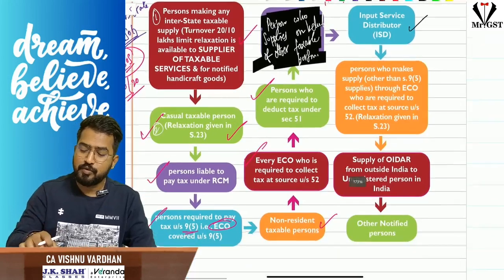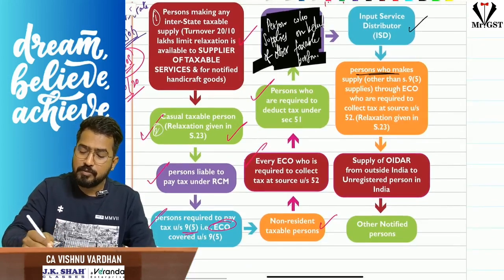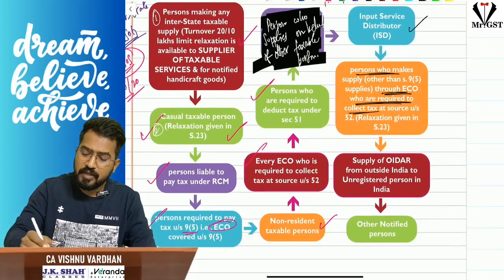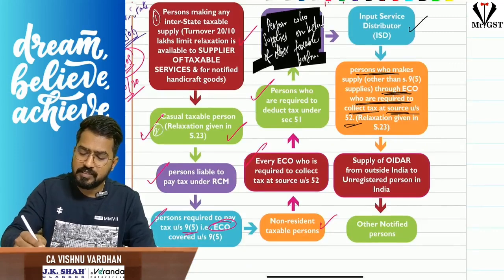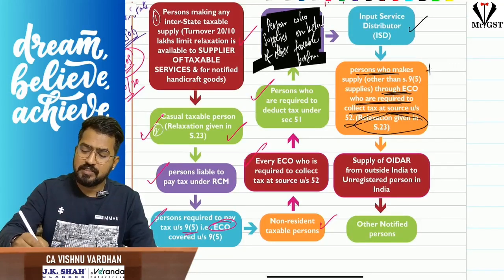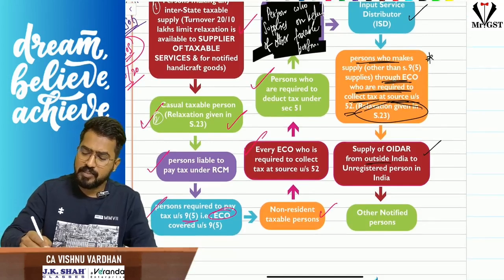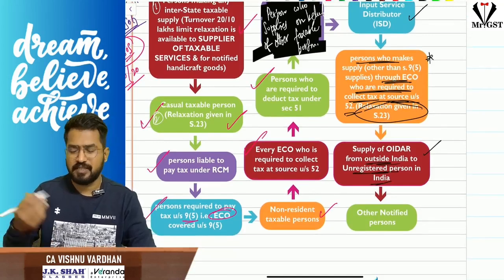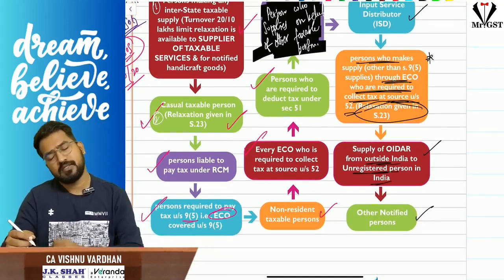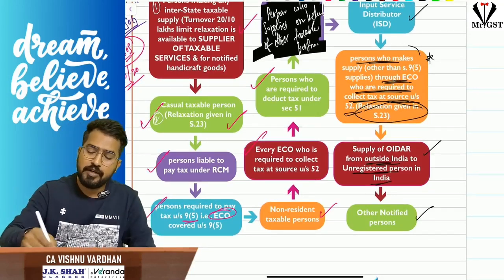Next, a person who makes the supply through an e-commerce operator who is required to collect tax at source under section 52, but there is a relaxation here. So we'll discuss this later. Okay. Next, supplier of OIDAR services from a place outside India to an unregistered person in India, a CA final concept, and other notified persons. So this point alone is left out.